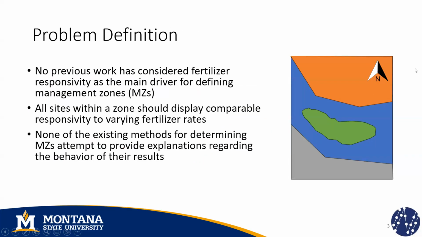So we are going to focus on the problem of creating management zones. A management zone is an area of the field that is assumed to have similar behavior, and therefore they usually receive similar treatments. The problem is that no previous work has considered using the concept of fertilizer responsivity to create or define the management zones. We argue that all sites within a management zone should display similar or comparable responsivity to different fertilizer rates. And also another limitation is that none of the existing methods provide explanations as to why a specific site of the field was assigned to a specific management zone.